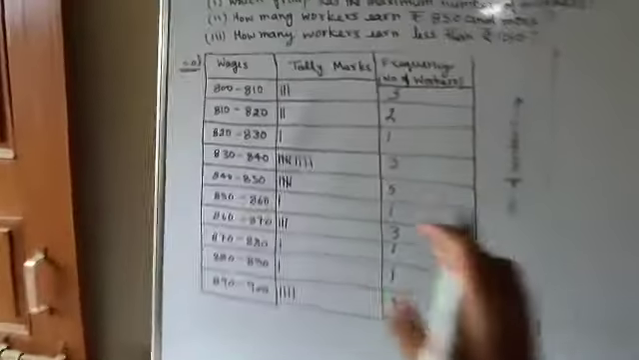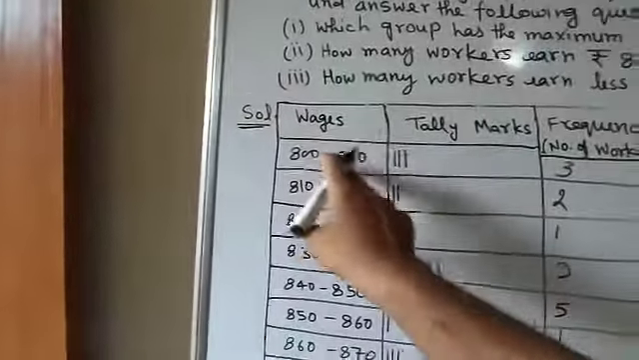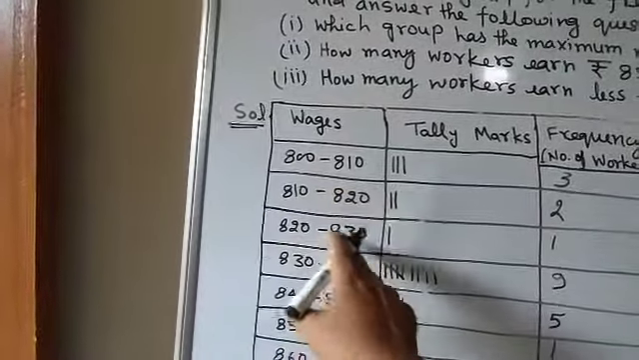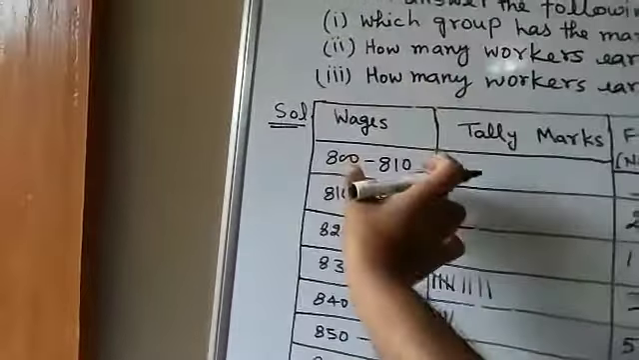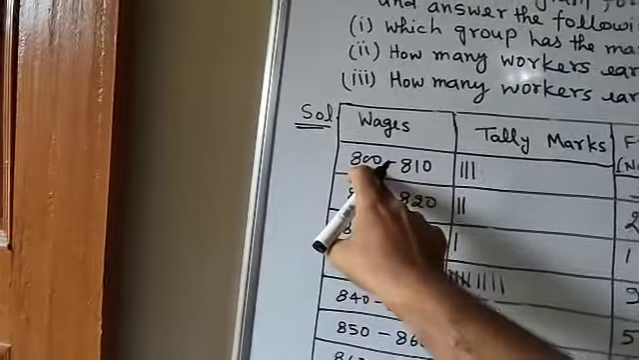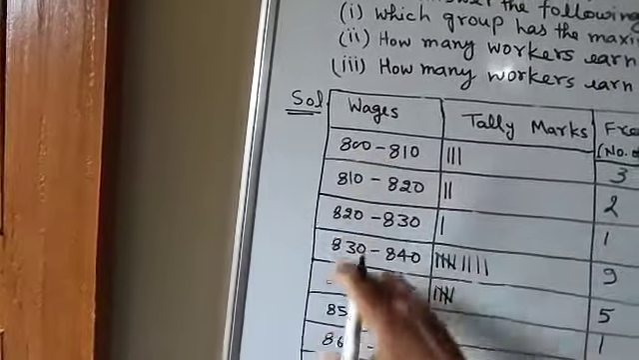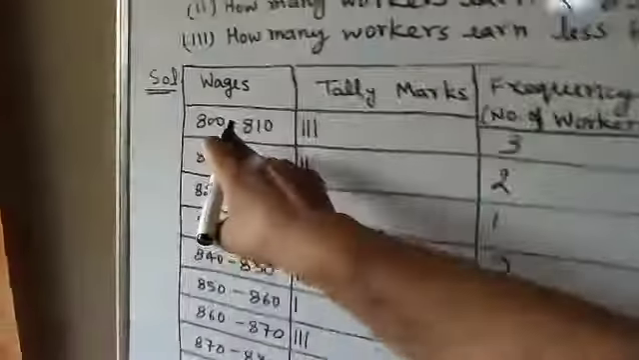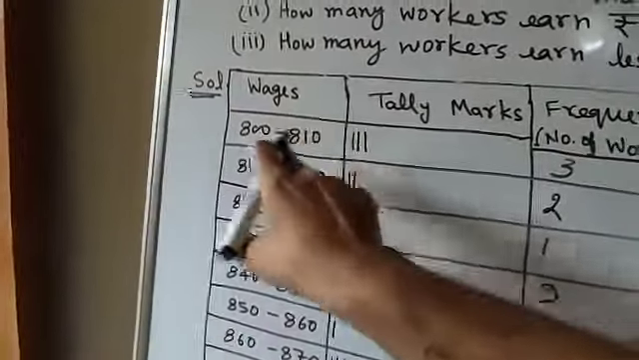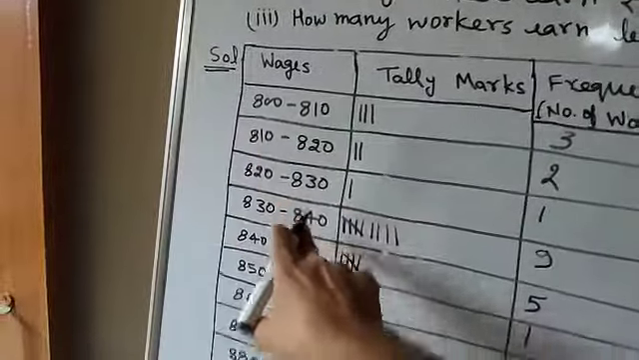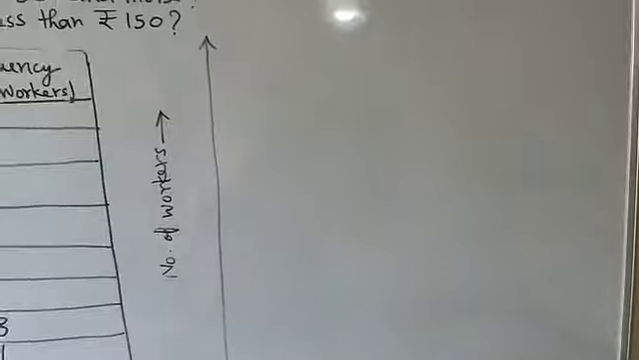Now the value starts from 800 and the interval between each group is 10. Like here the difference is 810 minus 800, 820 minus 810, that is 10. So the difference between each and every group is 10. So I will write the first value 800, then 810, 820, 830 and up to 900.